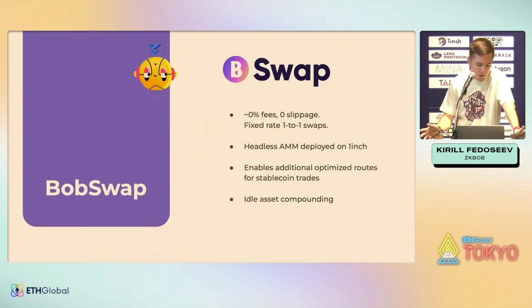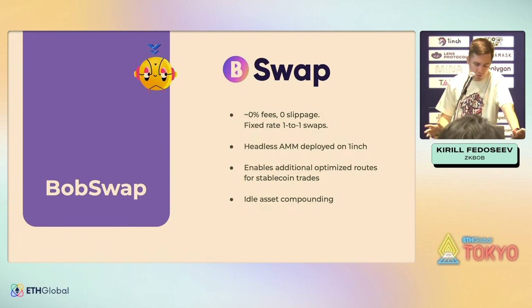For hardening the peg and keeping this 1-to-1 ratio with other stablecoins, we also introduced a headless AMM called BobSwap, which is currently integrated into the 1inch aggregator and Pathfinder. And we're also looking into integrating it into other AMM aggregator frameworks in the nearest future. BobSwap allows you to swap between other whitelisted stablecoins and Bob at a fixed rate, with zero slippage and almost zero fees.